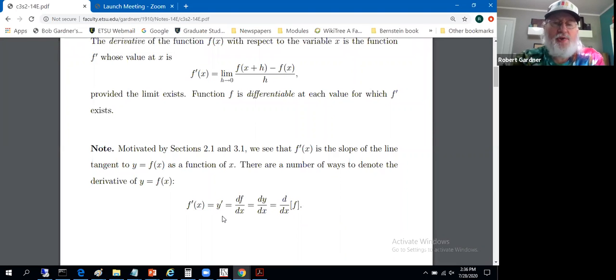The prime notation is due to Newton. We might also write it as df dx or dy dx. Really, f and y are interchangeable in most of this, or d dx, square bracket f. The d dx stuff means take the derivative of the stuff in these square brackets. So d dx is take the derivative with respect to x of function f. This stuff with the d's actually oftentimes is more useful, and it's due to Leibniz. That's where this comes from.